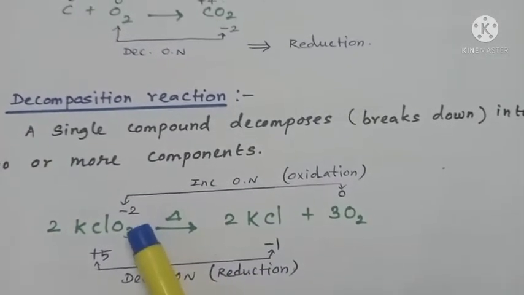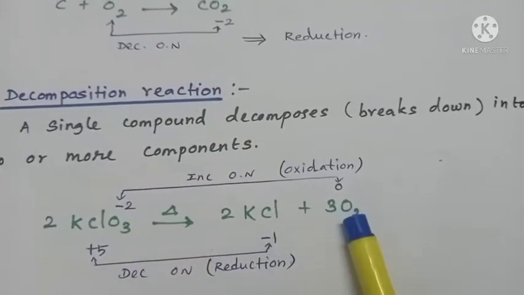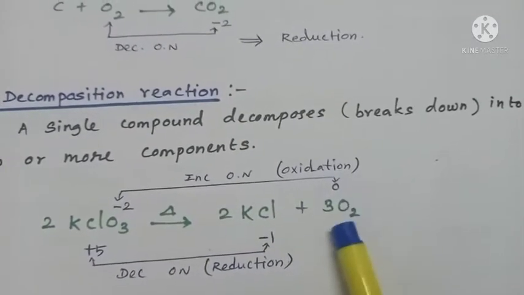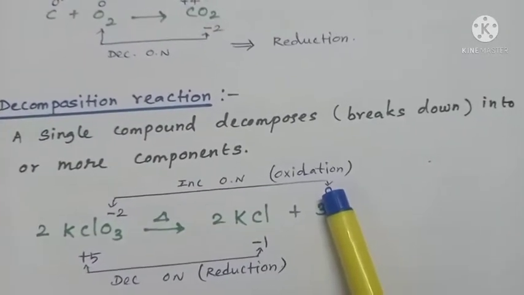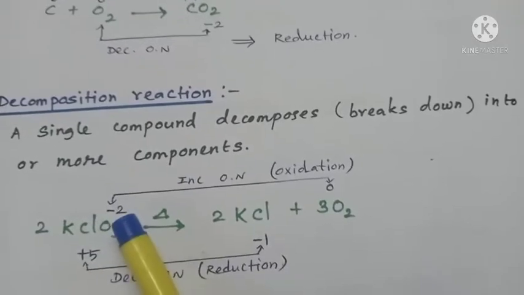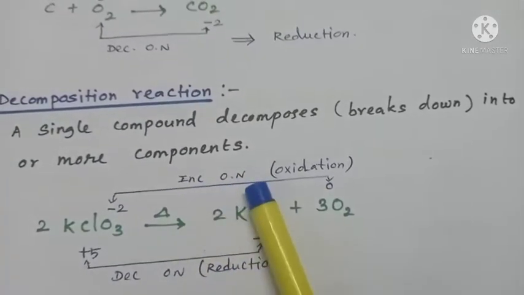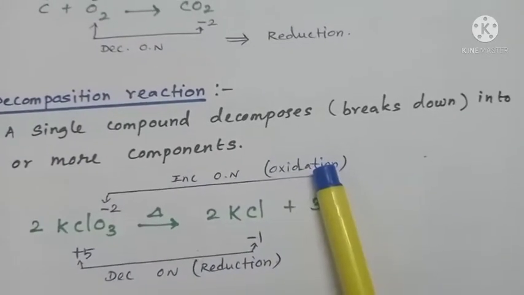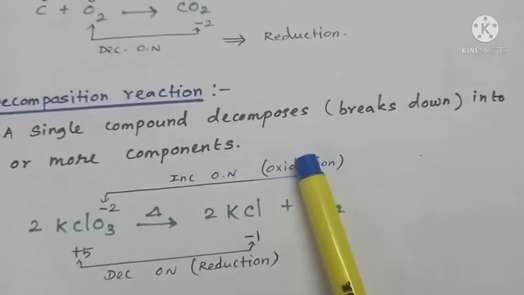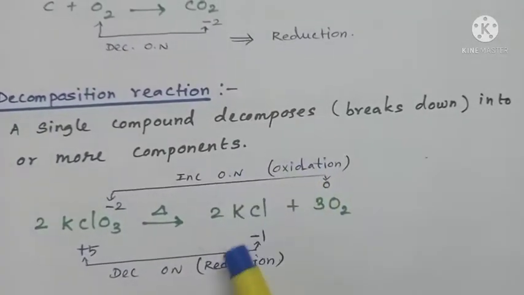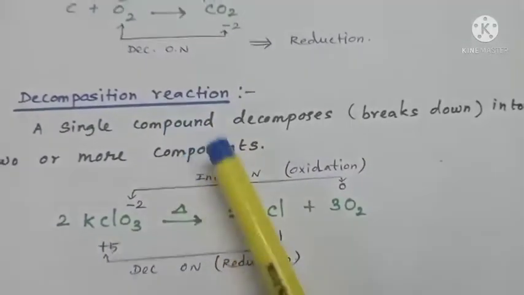Now the oxidation number of oxygen: in potassium chlorate it has a -2 oxidation state. On the right side, 3O2 is in the uncombined, elemental, molecular form, so the oxidation number of oxygen is 0. The oxidation number of oxygen changes from -2 to 0, which means there is an increase in oxidation number, which is nothing but oxidation. So here chlorine is getting reduced and oxygen is getting oxidized. So it's a redox reaction which comes under the decomposition type. This is the second type.